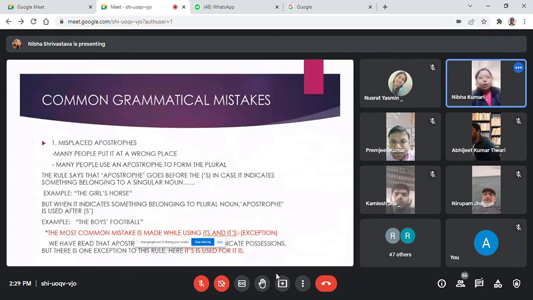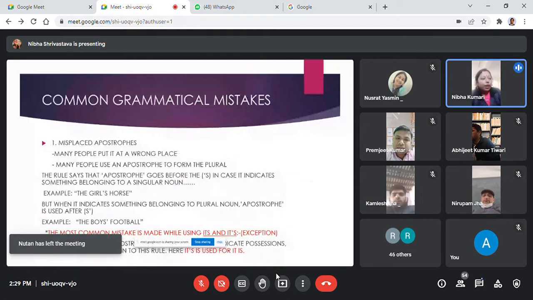Many people use an apostrophe to form the plural. These are some of the common mistakes we see every day when our students solve this. So, the rule says that the apostrophe goes before the S in case it indicates something belonging to a singular noun. As you can see, I have written one example, the girl's horse. Girl here is a singular noun, so we have put the apostrophe mark before S.